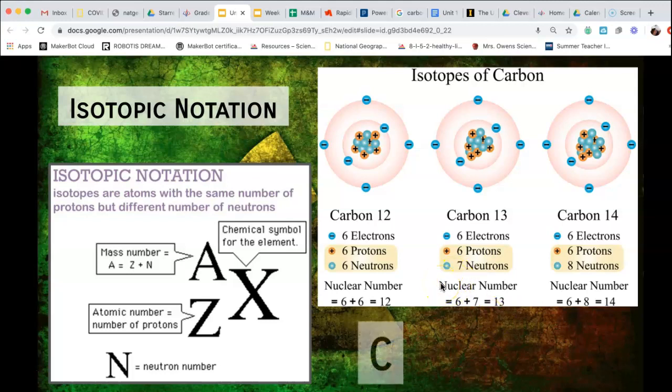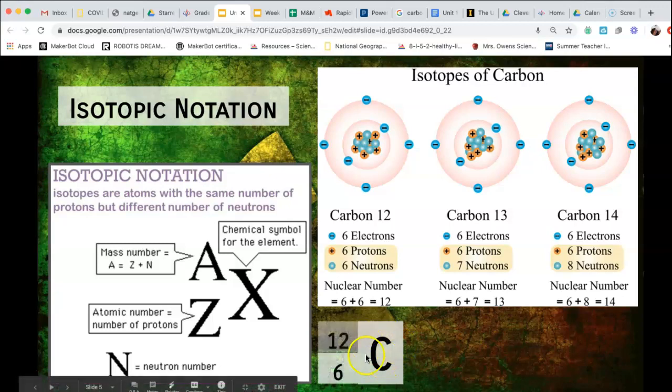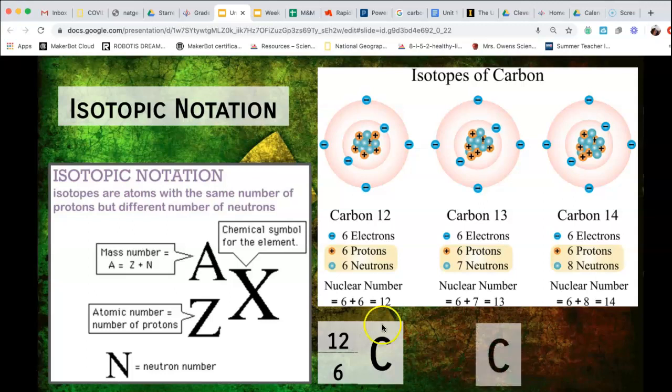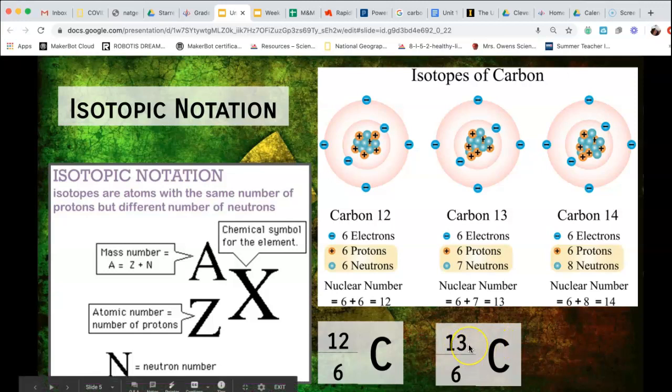Carbon 12 would be written like this. C for carbon, that's your chemical symbol, your atomic number of 6, and your mass number of 12. So that is the isotopic notation for carbon 12. Carbon 13 would be written similarly. We have C for carbon, 6 is our atomic number, and our mass number is going to be 13 because we have that 1 extra neutron.